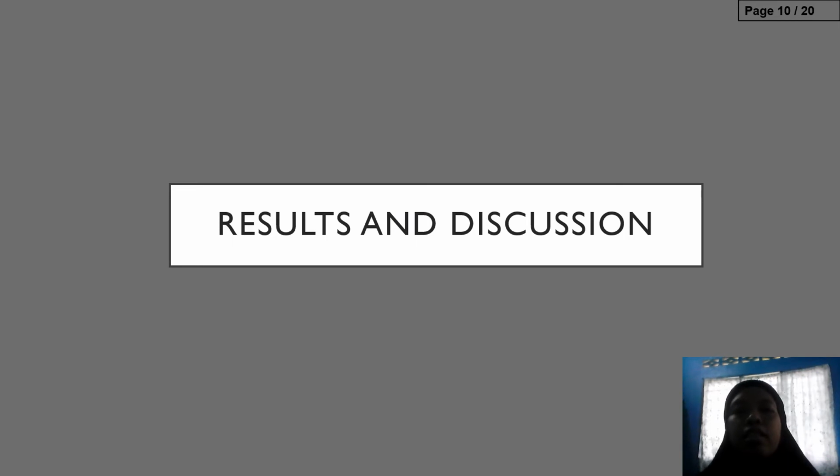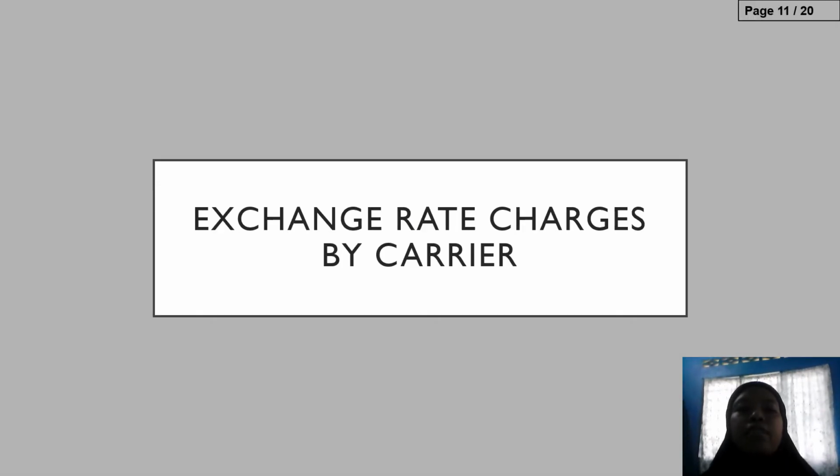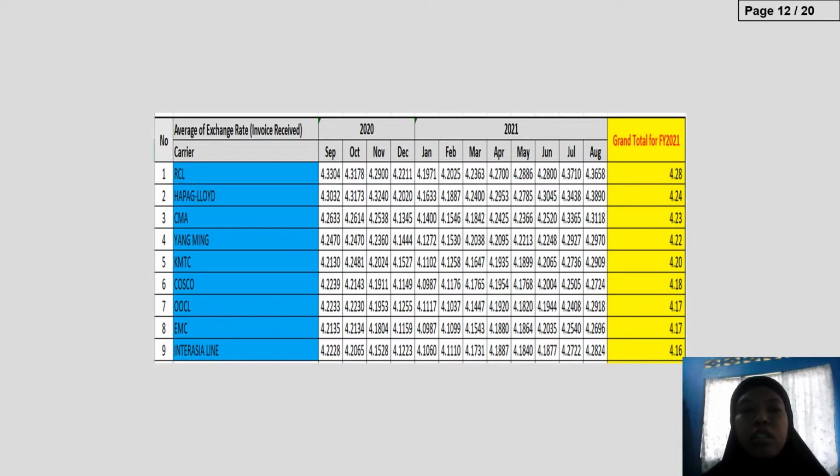Result and discussion. Exchange rate charges by the carrier. You can see the average of exchange rate invoice received by the carrier. Top 9: RCL, Hyperlock, CMA CGM, Yang Ming, KMTC, Costco, OOCL, EMC, Inter-Asia, from September 2020 until August 2021. So you can see the exchange rate by the carrier.